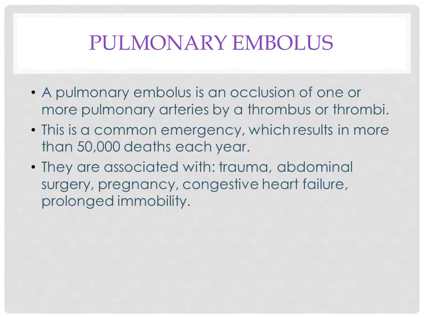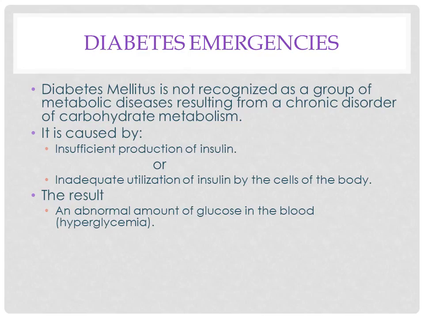Pulmonary embolus. A pulmonary embolus is an occlusion of one or more pulmonary arteries by a thrombus or thrombi. This is a common emergency, which results in more than 50,000 deaths each year. They are associated with trauma, abdominal surgery, pregnancy, congestive heart failure, or prolonged immobility.